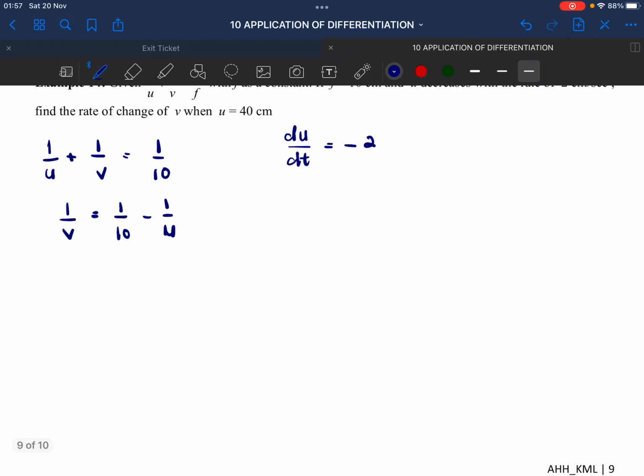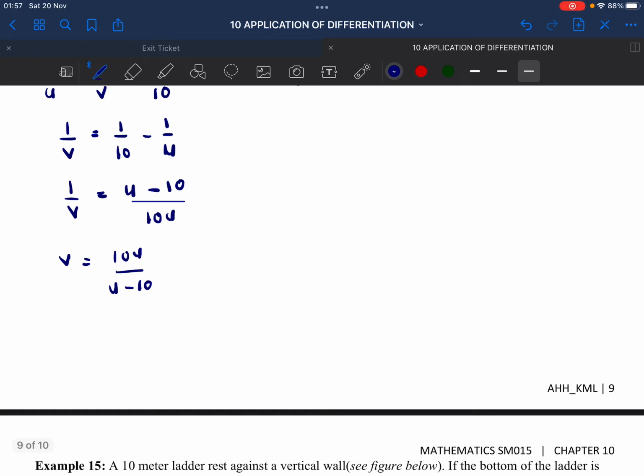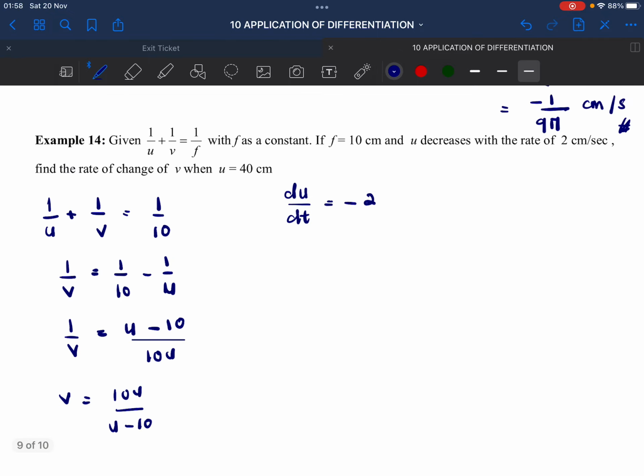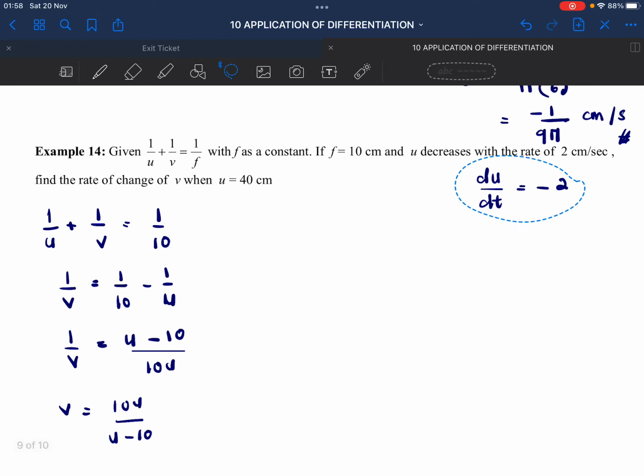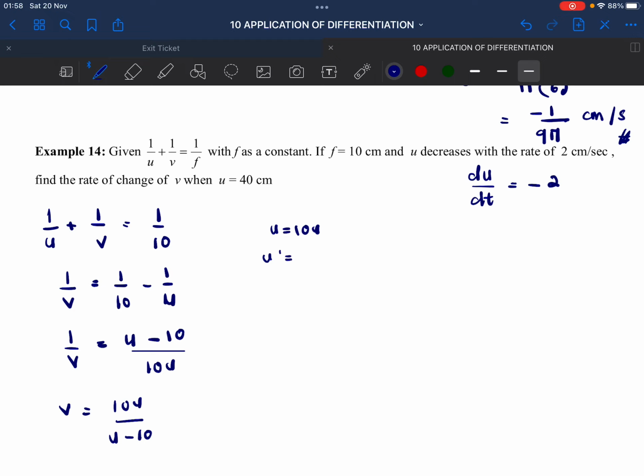And then we are going to make the denominators the same, easier. u minus 10 over 10u. So v equals 10u over u minus 10. Okay, so you know that you have to differentiate v with respect to u, so we are going to use the quotient rule here. So your u equals 10u, differentiate u with respect to u, we will get 10, and v equals u minus 10, therefore your v prime is equal to 1.